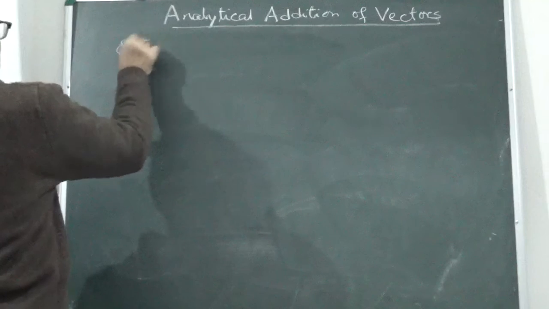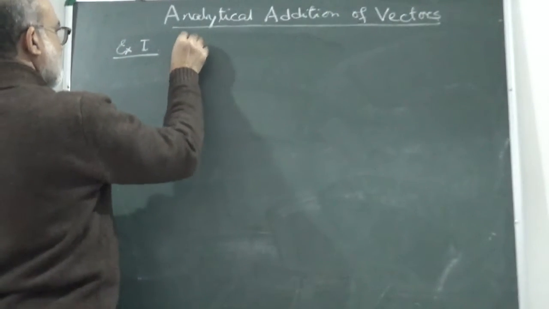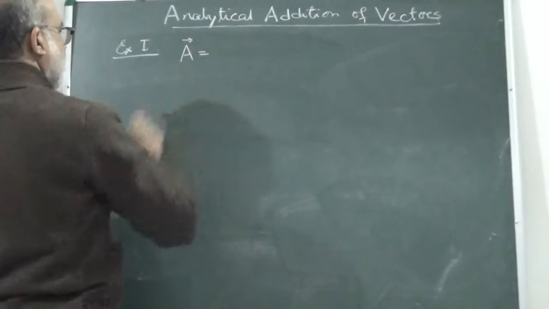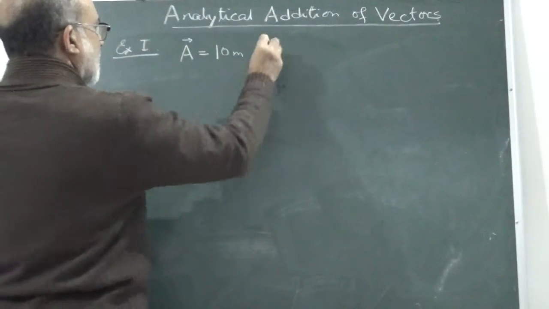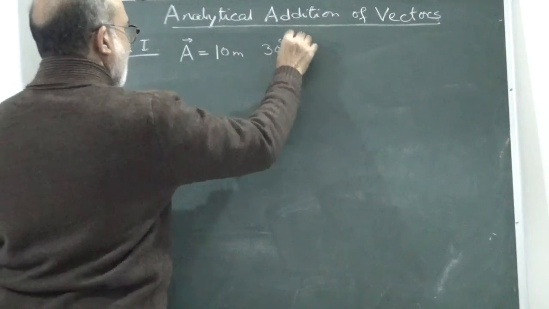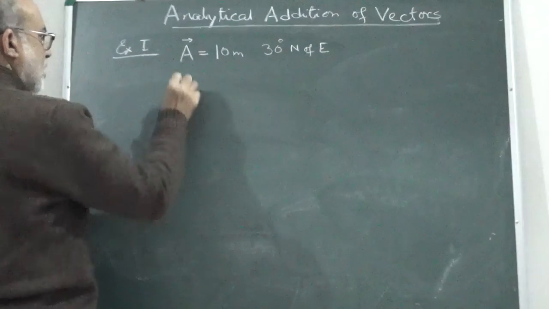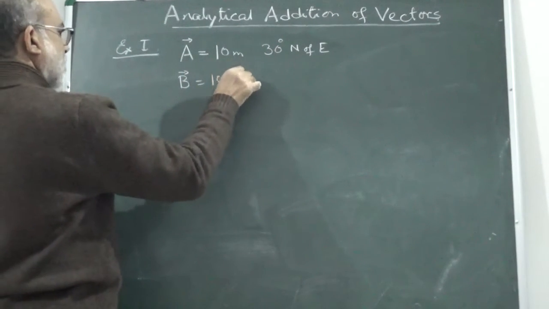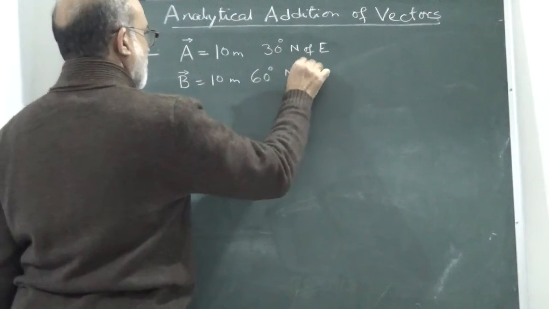For example, let us consider vector A, which is 10 meter 30 degree north of east, and vector B as 10 meter 60 degree north of east.